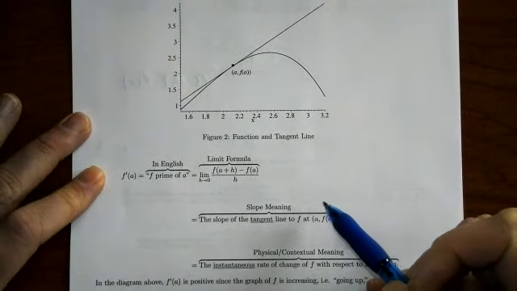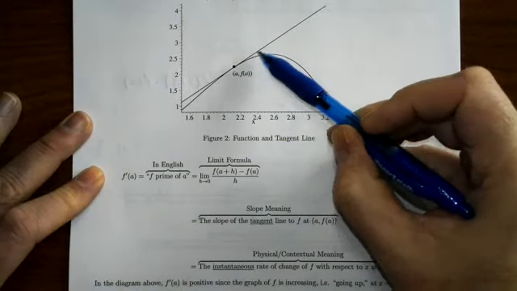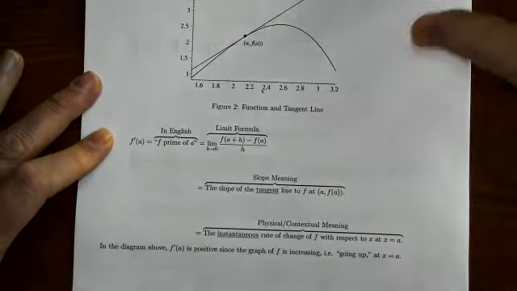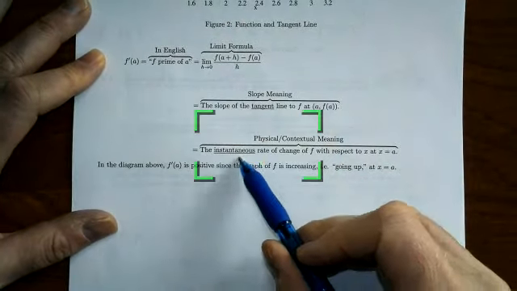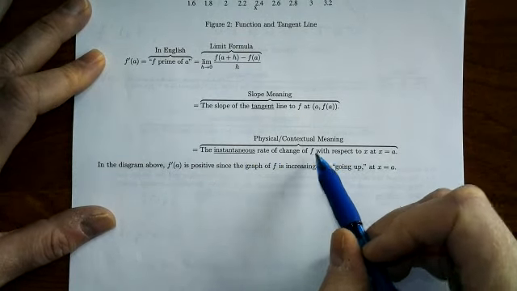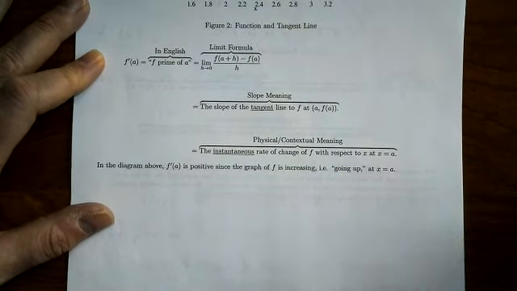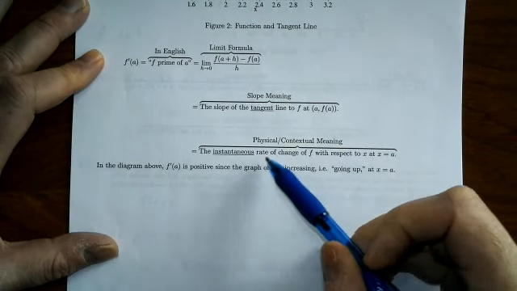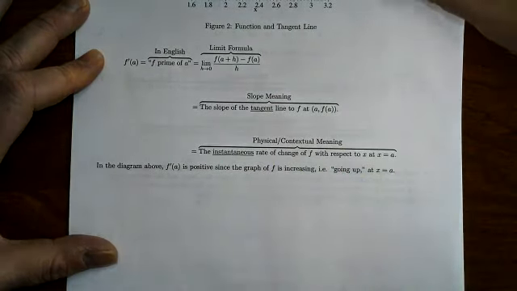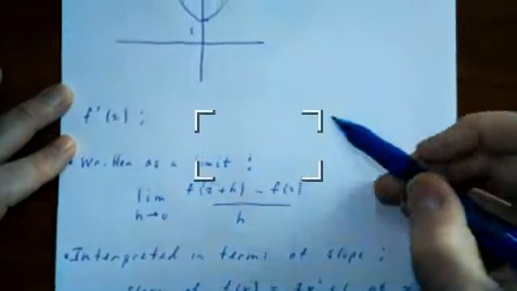In the diagram above, f prime of a is positive since this function is increasing at this point. Now, we've been talking mainly about displacement and velocity, but when we talk about other contexts, f might represent the pressure of a gas, or it might represent the amount of drug in a person's bloodstream. This instantaneous rate of change is going to have a different meaning. Let's take a look at a simple example.